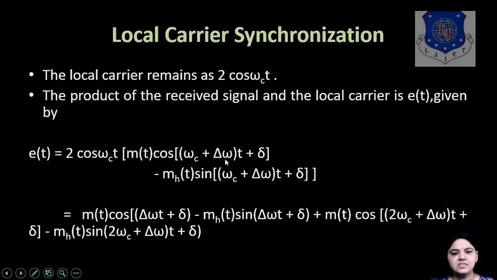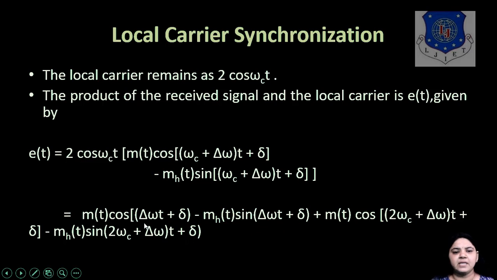The meaning of this is that m(t) cos((omega_c + delta omega)t + delta) is one sideband, and from the sideband we are removing the distortion. We remove the distortion by this minus m_h(t) term, the Hilbert transform. So by opening these equations and applying the formula 2 cos A cos B, we have this equation.